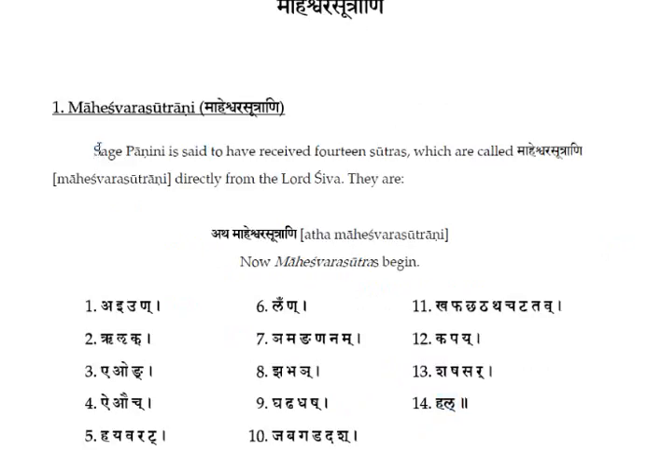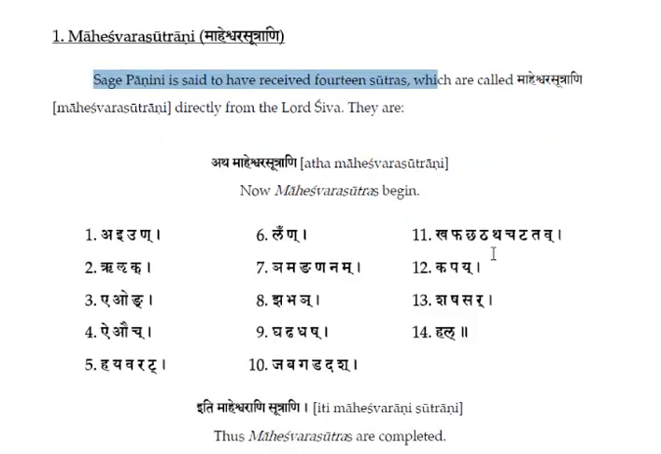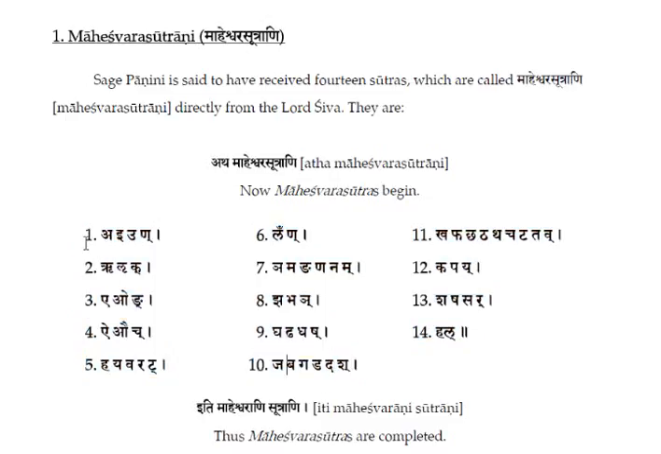Sage Panini is said to have received 14 sutras, which are called Maheshwara Sutrani, directly from the Lord Shiva. They are small sutras, 14. Please repeat after me.